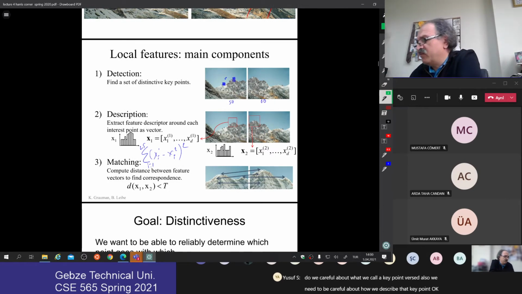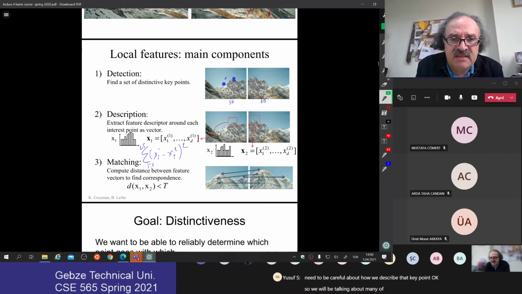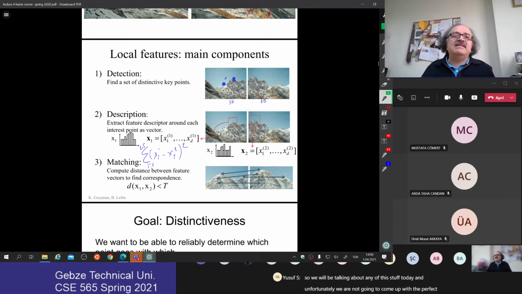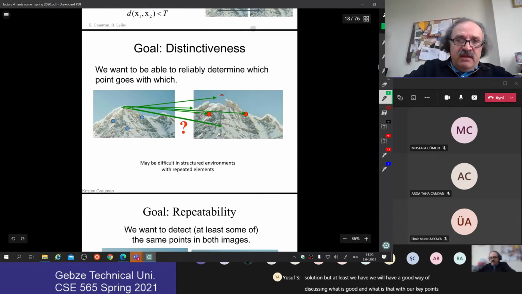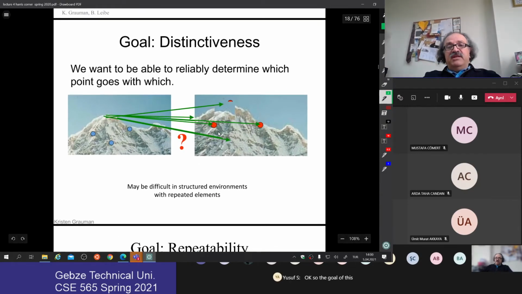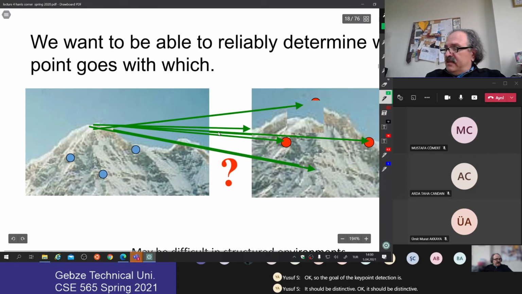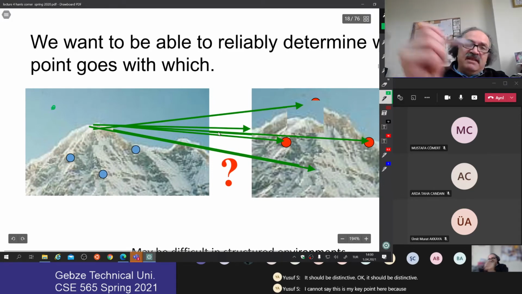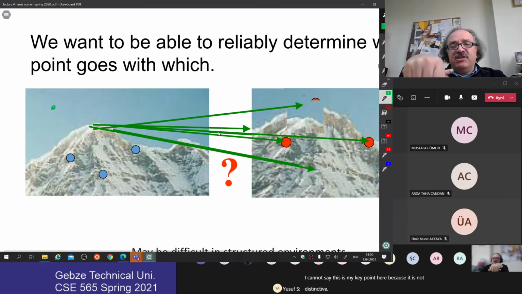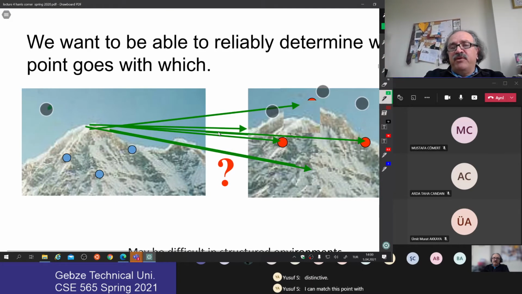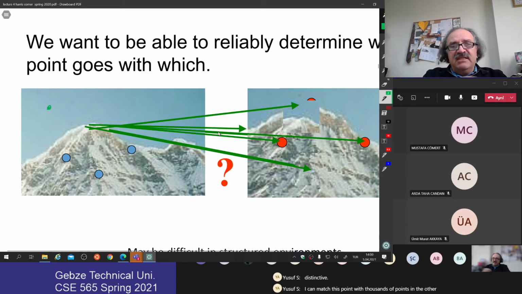We will be talking about many of these things today, and unfortunately we are not going to come up with the perfect solution, but at least we will have a good way of discussing what is good and what is not with our key points. So the goal of key point detection is that it should be distinctive. I cannot say this is my key point here because it is not distinctive. I can match this point with thousands of points in the other image.